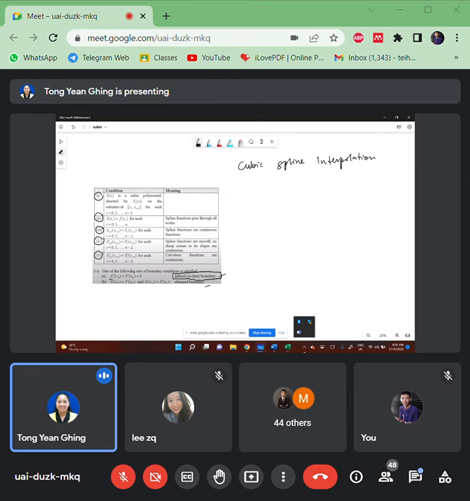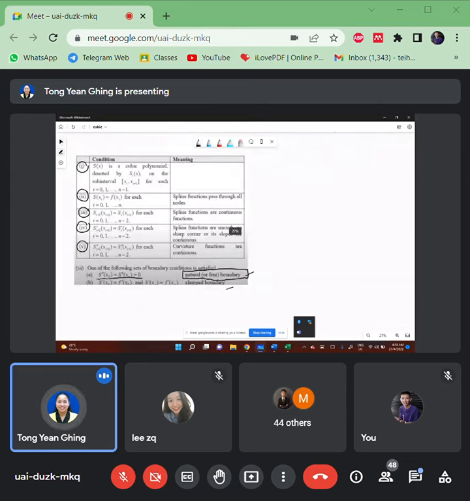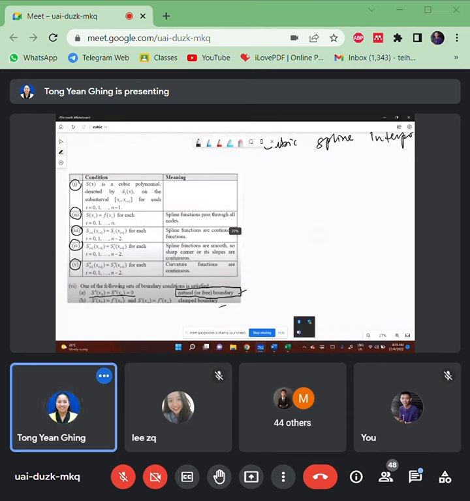That means this one, the second derivative of s when x is x naught is equal to 0, and the second derivative of s when x is xn is also equal to 0. So this one you do not cover. So basically we just consider this one. So when we want to check, basically we have 6 criteria here.